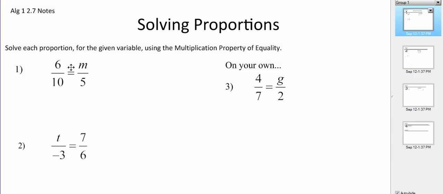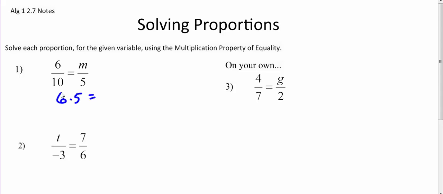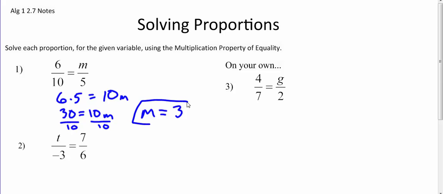But what I'm going to use is the cross products property, where we take 6 times 5 and set it equal to 10 times m. And then we can simplify, so 30 is equal to 10m, and we divide both sides by 10 using that division property of equality, and you find your solution to be 3.